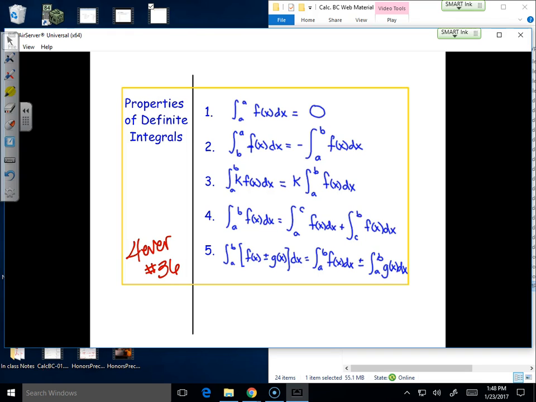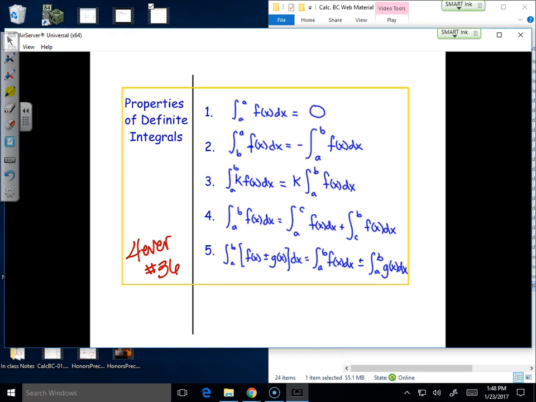Let's see. As long as it's memorable. The integral from A to A doesn't go anywhere, so it's 0 every time. The integral from B to A, what? The bigger number's on the bottom? It's backwards of what I think. Exactly, it's backwards of what I think. Make it negative the normal way.